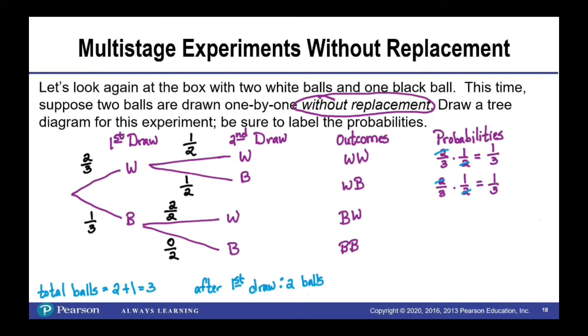For black then white, follow the path on the probability tree and multiply the probabilities. 1/3 times 2 over 2, again the 2's cancel out since 1 is in the numerator and the other 2 is in the denominator, and we have a probability of 1/3. Finally, black and black, follow your path on the probability tree, so we have 1/3 times 0 over 2. 1 times 0 is 0, and 3 times 2 in the denominator is 6. 0 over 6 gives us 0.